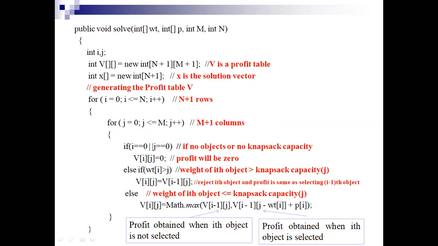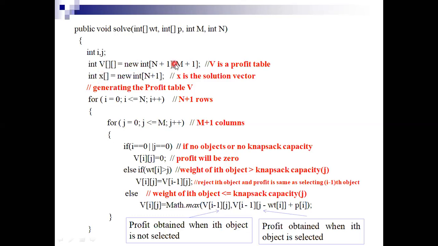Next is now the solve method. I have two variables declared, i and j, which act as index variables for the profit table. V is the profit table, which has how many rows? N plus 1 rows and M plus 1 columns. So when you are initializing, be careful. Don't give N and M. If you give N and M, it can create only N rows and M columns. It is N plus 1 rows, M plus 1 columns. So you'll have to initialize it in this way.